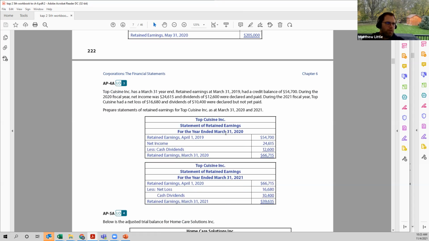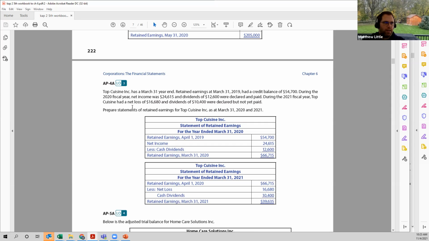Let's move on to question 4, where this company, Top Cuisine Inc., has a March 31st year end. We're told a number of components, and we're asked to prepare the statements of retained earnings for 2 years in 2020 and 2021. So for 2020's statement of retained earnings, we would start with the opening retained earnings as of April 1st, 2019. We're told it was 54,700. Net income for 2020 was 24,615. Cash dividends of 12,600 were declared and paid, giving us closing retained earnings of 66,715. That becomes our opening for the next year.